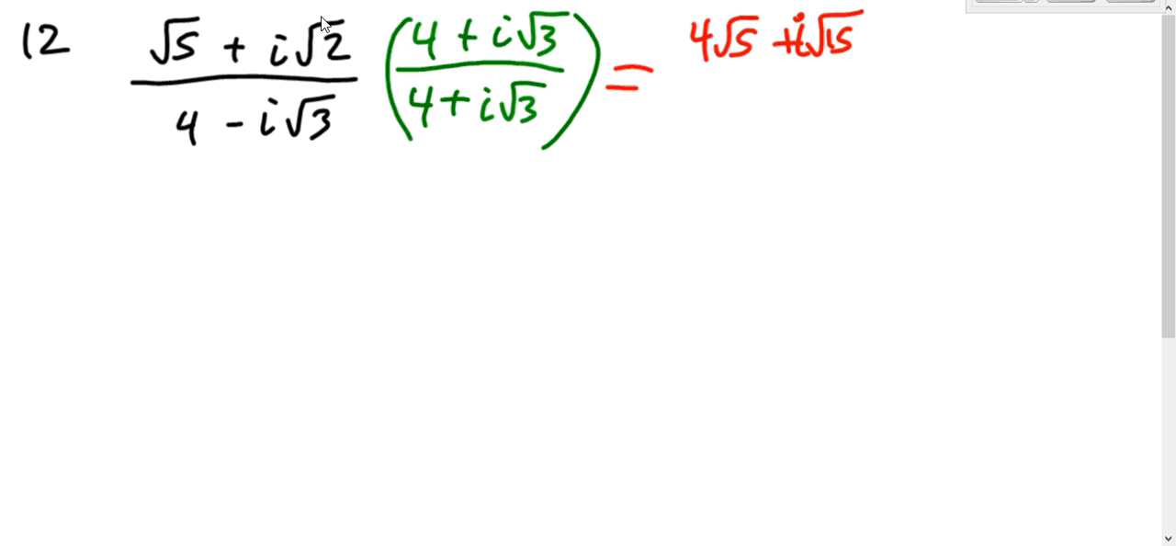Then multiply the I square root of 2 times 4. So that's 4I square root of 2. Then multiply the I square root of 2 times I square root of 3. I times I is I squared. Square root of 2 times square root of 3 is square root of 6.